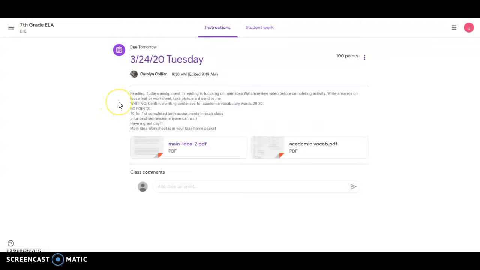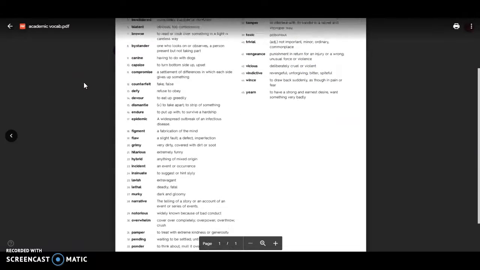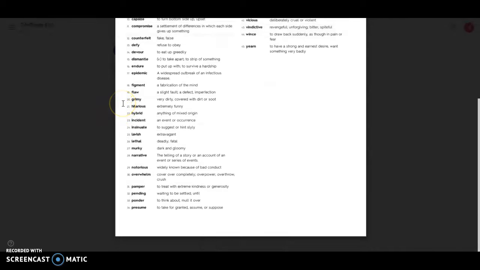Now for writing, you should continue writing sentences for your academic vocabulary, words 20 to 30. And that's found right here. You've seen this before. You should have already done the first 20 words. And today, you're taking care of grimy, hilarious, hybrid, incident, insinuate, lavish, lethal, murky, narrative, notorious, and overwhelm. You need to write 7th grade level sentences for all of those words.